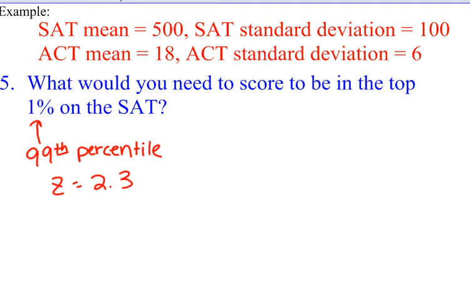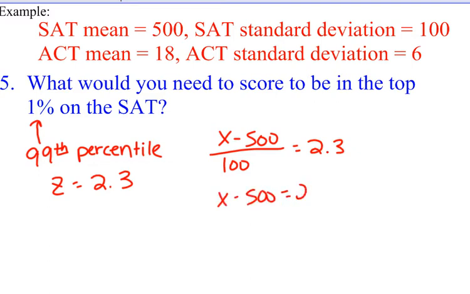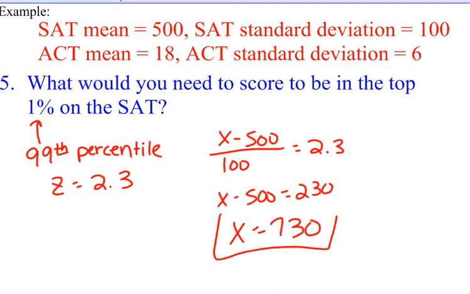So now I can work backwards and do the same thing I did in the last problem. To be in the top 1%, you'd have a z-score of 2.3, so I'll take x minus 500 divided by 100 equals 2.3. Just like number 4, I just had to go find that 2.3. Times both sides by 100, and then I add 500 to both sides. And to be in the top 1%, I got a score of 730.